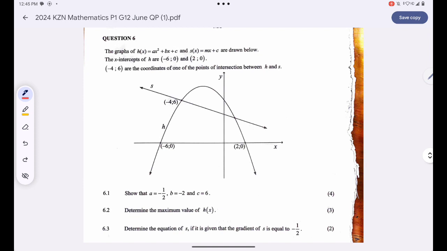In this video, I'll be tackling the sixth question from the mid-year examination, which was written in 2024 in the province of KwaZulu-Natal. Please do expect a total of 10 videos, since the question paper had 10 questions in total, which simply means each and every question will have its own video.